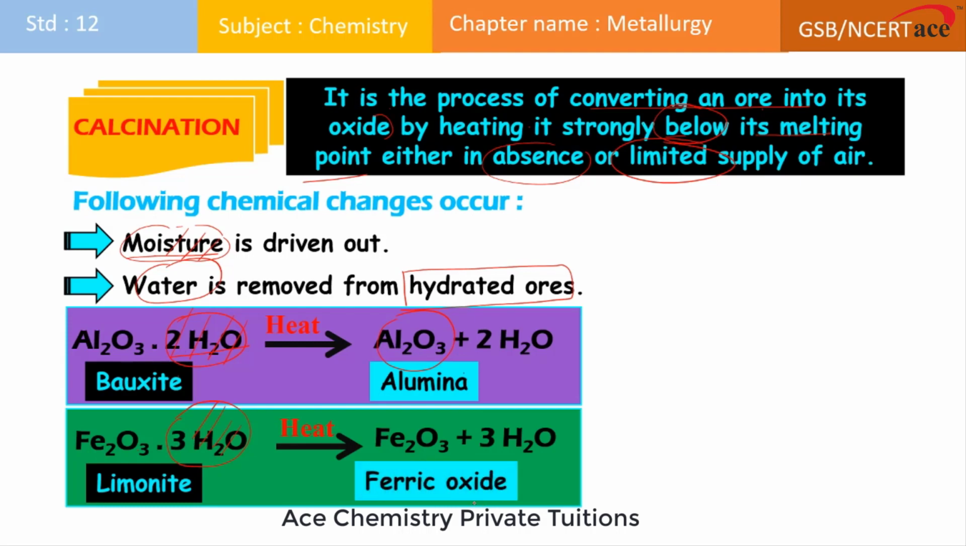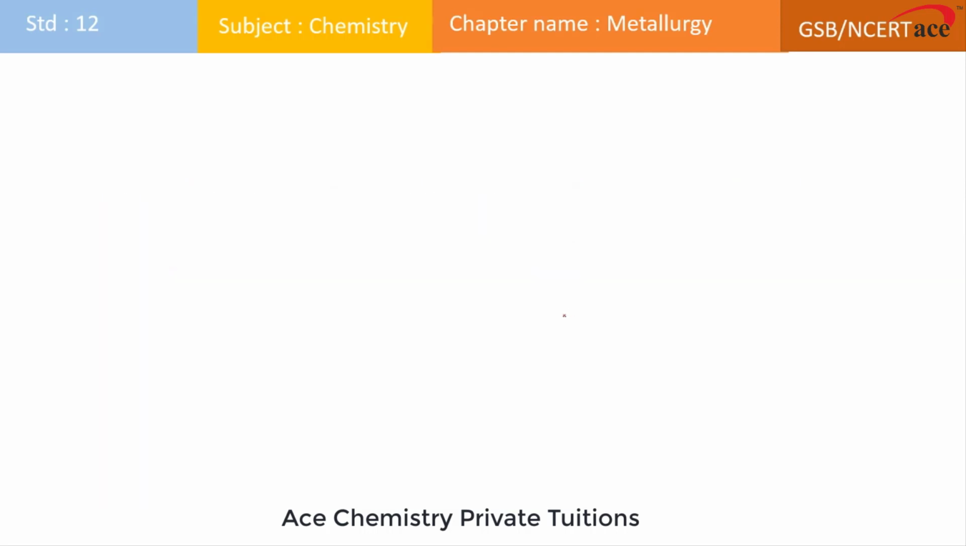When this limonite is heated, it gives ferric oxide. So in two examples, you'll see the calcination is helping drive out the moisture, and second, the water is removed from the hydrated ores. But there is another advantage of this calcination, student.